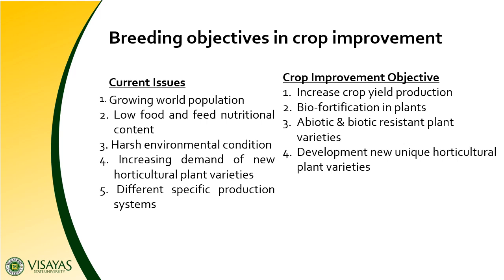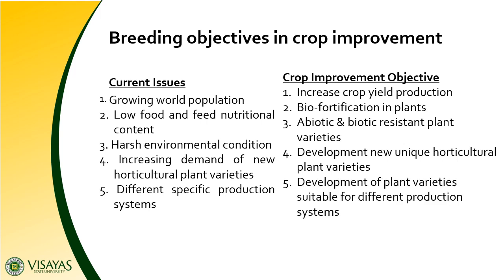So these production systems need different types of plants. So here, development of plant varieties suitable for different production systems, especially in highly mechanized agricultural areas in other advanced countries. So they need special crops or plant varieties that can survive the rigors of the machines.